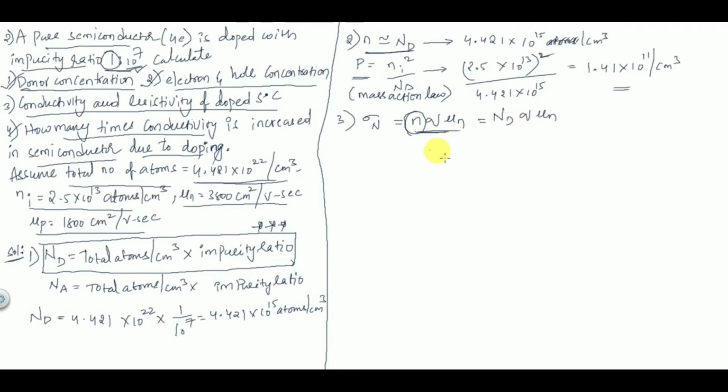ND Q into mu N. So what is the ND you have got? 4.421 into 10 to the power of 15, right? Into 1.6 into 10 to the power of minus 19, which is the charge of electron, into mu N, which is given as 3800.